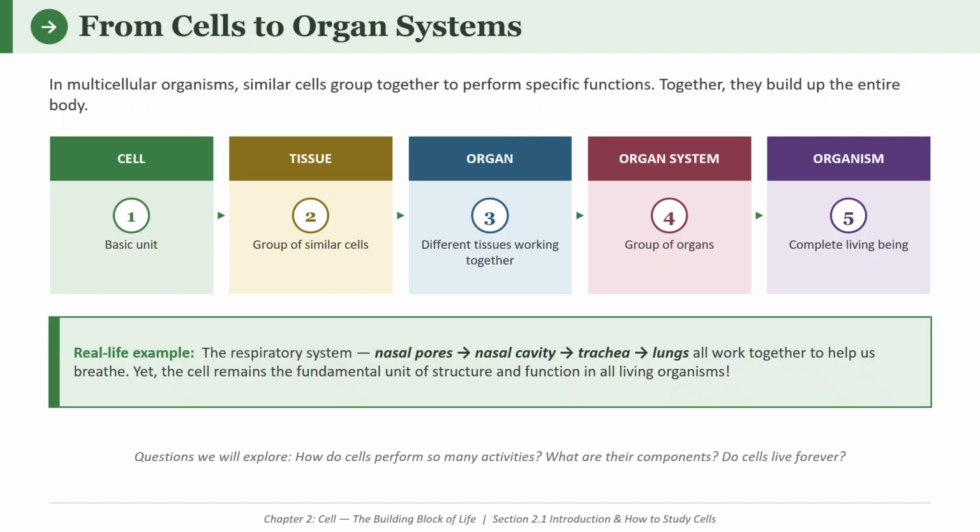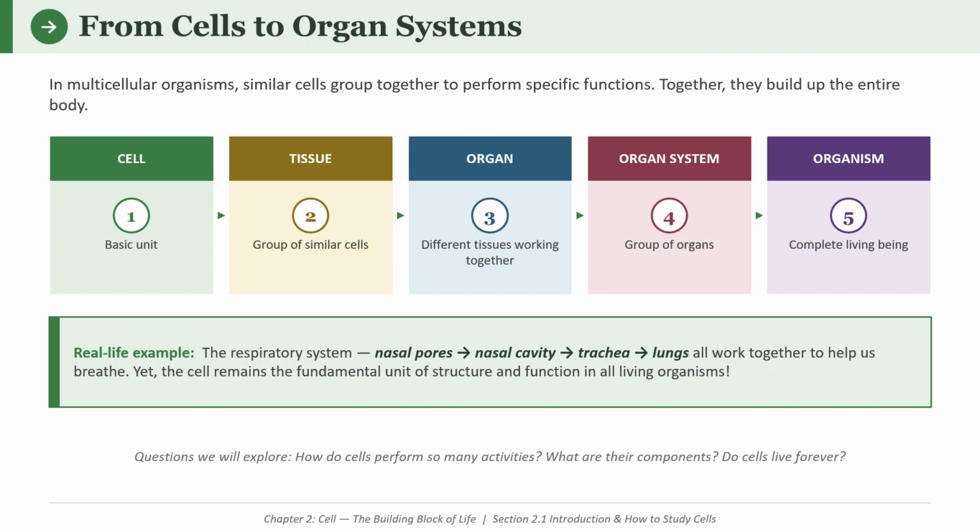Next, we are going to see the levels of organization in living organisms. When we talk about multicellular organisms, cells are organized into different levels. First level, the basic unit is the cell. The cells group to form tissues. Tissues are nothing but groups of similar cells. And again, organs are formed: different tissues working together form the organ.